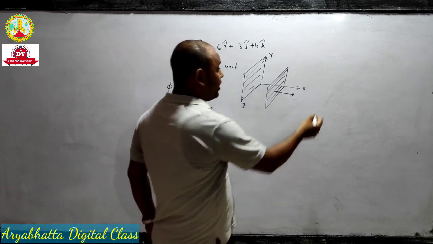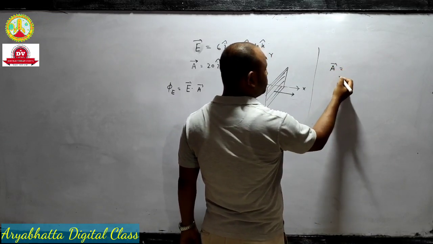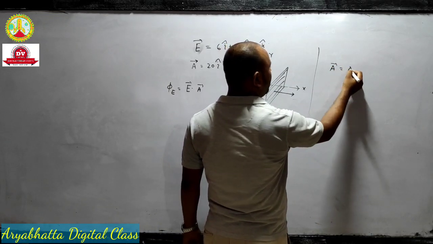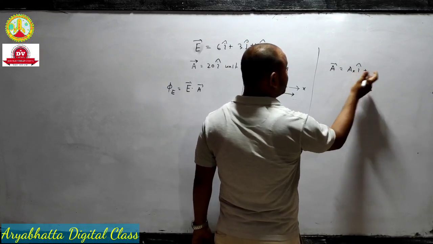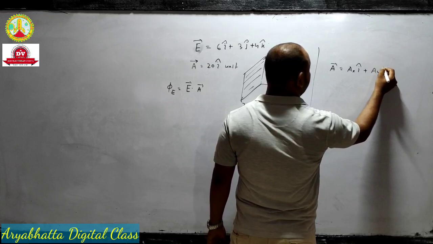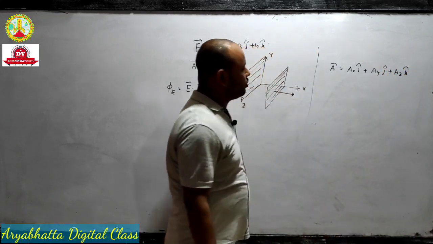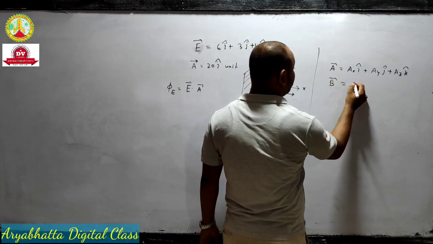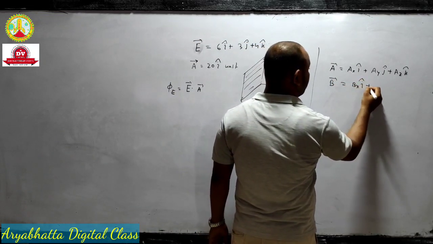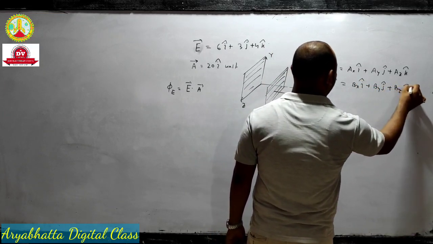तो last year में एक हमने फॉर्मूला दिया था. Suppose a vector is equal to ax i cap plus ay j cap plus az k cap, the a vector in component form. Similarly we have a b vector in component form, bx i cap plus by j cap plus bz k cap.